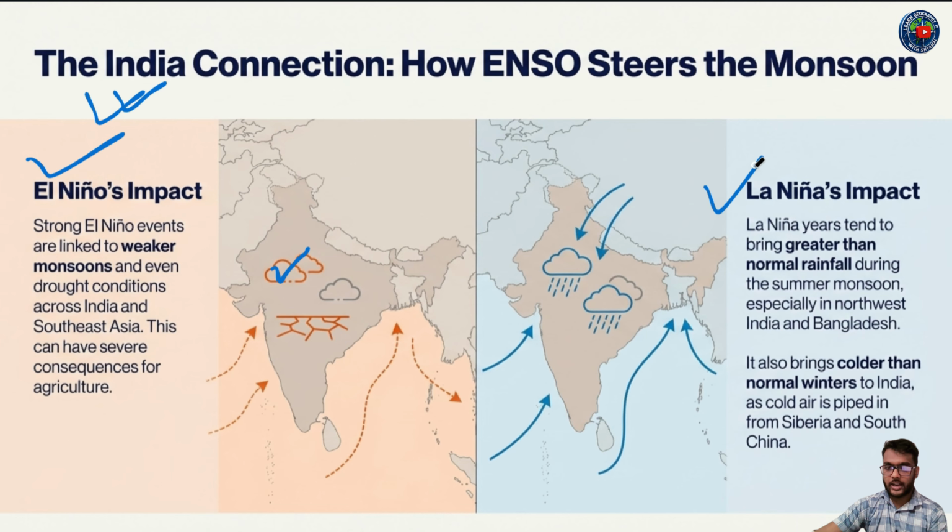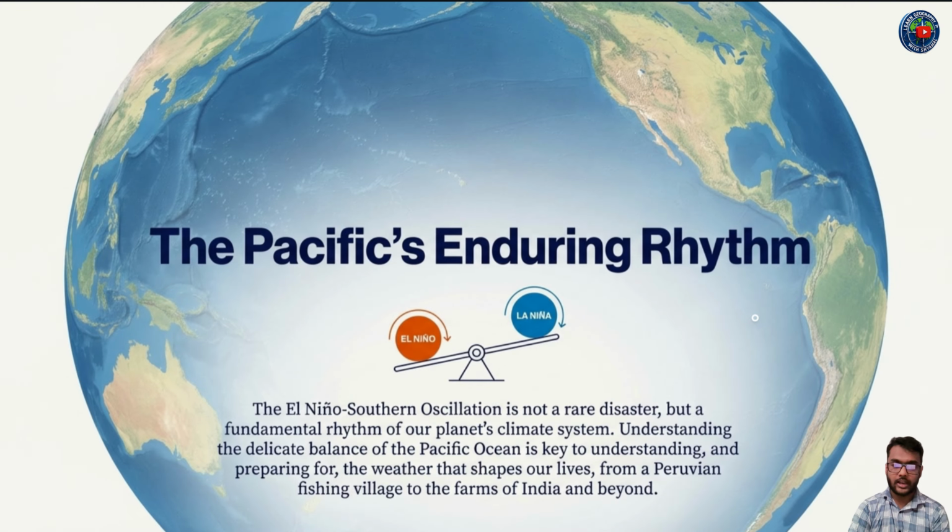During La Nina, the impact on the Indian subcontinent is that La Nina years tend to bring greater than normal rainfall. Heavy rainfall occurs during the summer monsoon, especially in northwest India and Bangladesh. It also brings colder than normal winters to India as cold air is piped in from Siberia and South China.